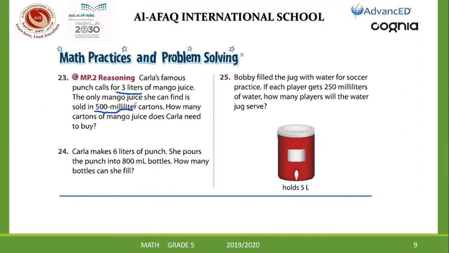First, can you convert 3 liters to milliliters? Yes, I can multiply. Multiply by what? Multiply by 1000. So three liters means three what? How many milliliters if you multiply 3 by 1000?